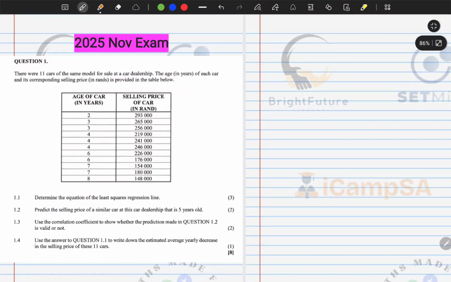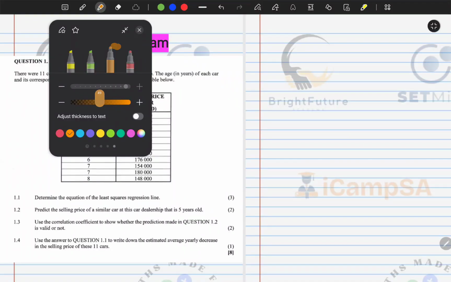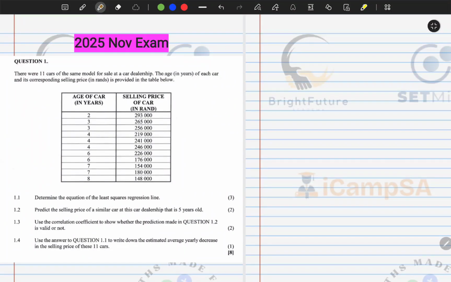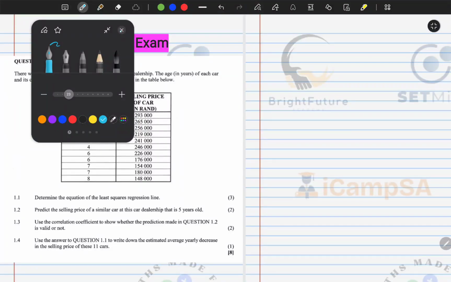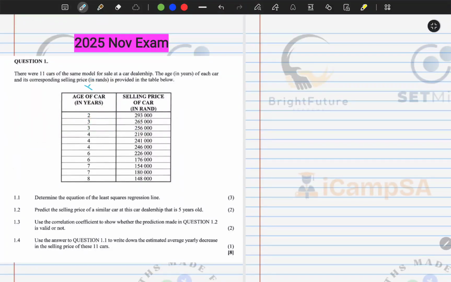So in this exam, we are told there were 11 cars of the same model for sale at a car dealership. They are saying the age in years of each car and its corresponding selling price are provided in the table below. To make our life easy, we are going to say this is X, which is the age of the car in years, and this is Y, which is the selling price of the car.